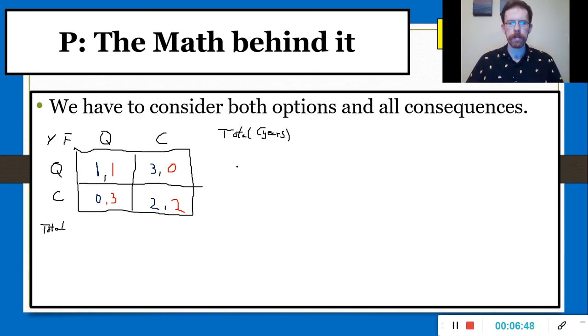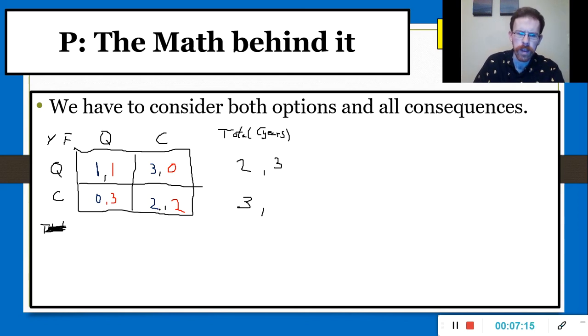If you both stay quiet, there's a total of 2 years spent in jail. But if you stay quiet and they confess, you get 3 years. So that's 2 years versus 3 years. And I'm going to knock out this total. If you confess and they stay quiet, they get 3 years. And if you both confess, you get 4 years.